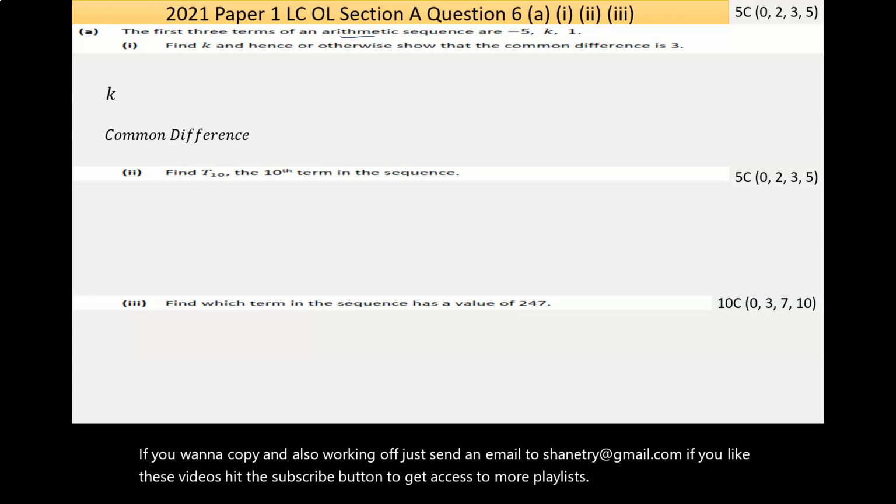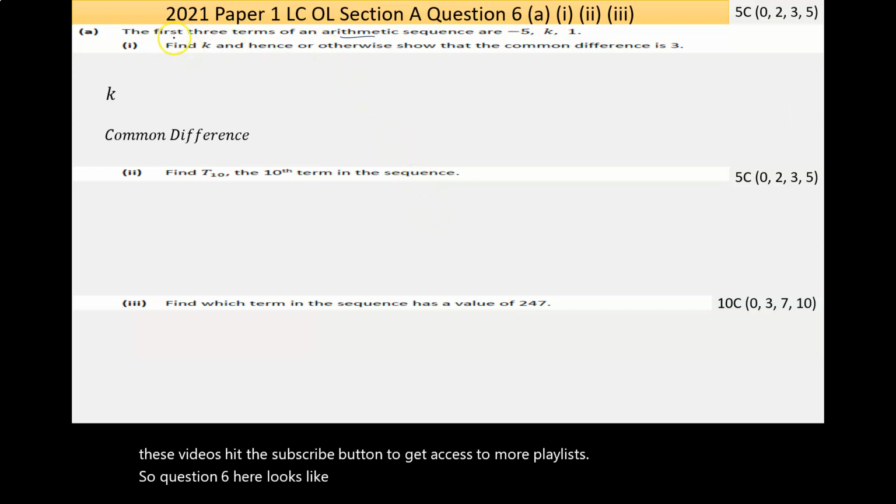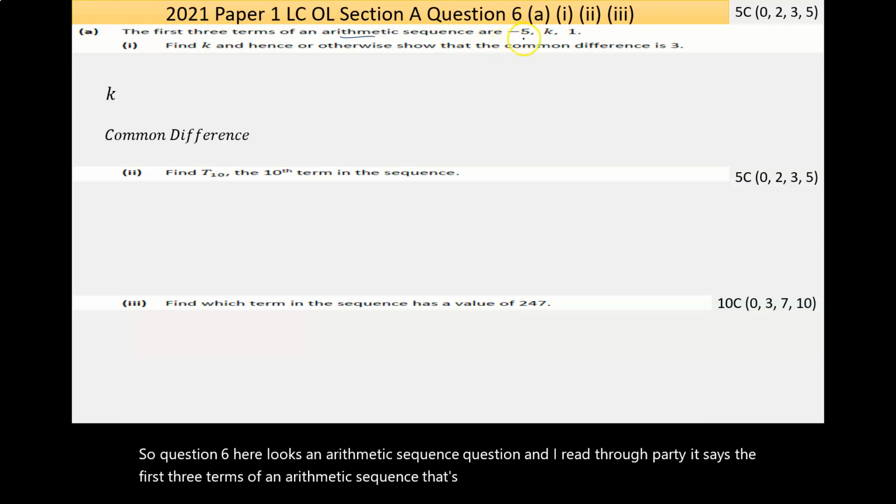So question 6 here looks like an arithmetic sequence question, and I'll read through part A. It says the first three terms of an arithmetic sequence, that's important, are -5, k, and 1.